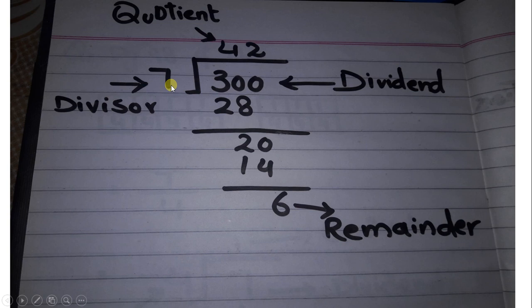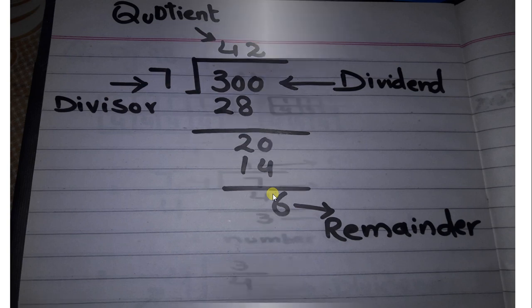So I have to read the table of 7 till 4. 7 4s are 28. When I do the subtraction, I will get 2 out of them. So I have to read the table of 7 where I can get nearest to 20, or maybe less than it or equal to. So I will read the table of 7. 7 2s are 14. 14 will be here, and when I subtract 14 from 20, I will get 6. This is the left one. Now the result which I have right now by dividing this fraction, 300 by 7, this is the quotient, and the left one is the remainder.